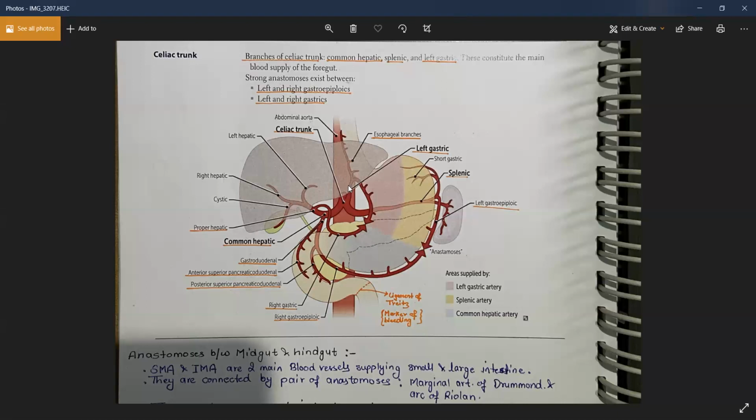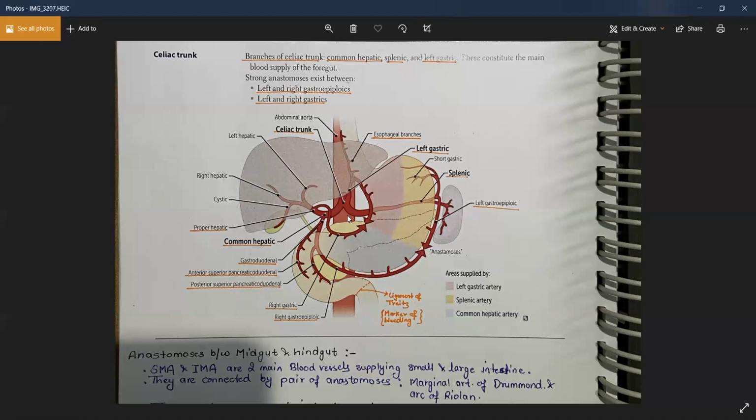So the left gastric artery is a direct branch of the celiac trunk, and the right gastric artery is a branch of the common hepatic artery. Then you have the proper hepatic artery, which supplies the liver only, the left lobe and the right lobe. The left lobe is supplied by the left hepatic artery, and the right lobe by the right hepatic artery. You also have an artery for the gallbladder, known as the cystic artery. If a blockage of the cystic artery occurs, it can lead to cystitis.